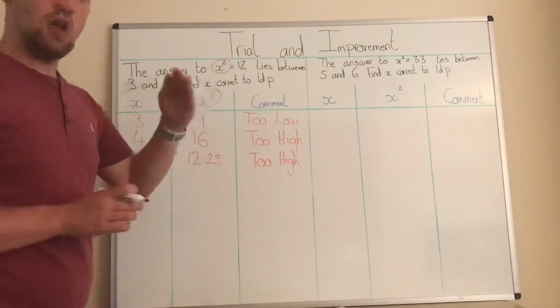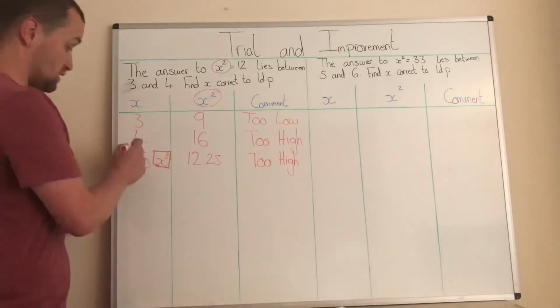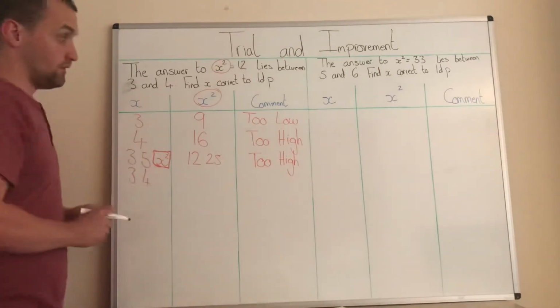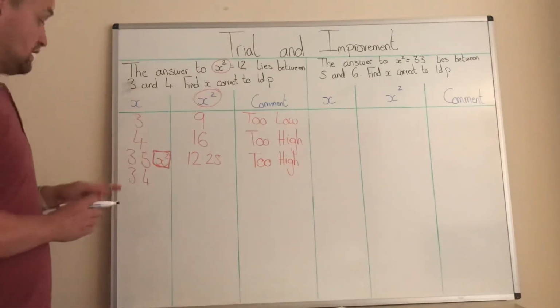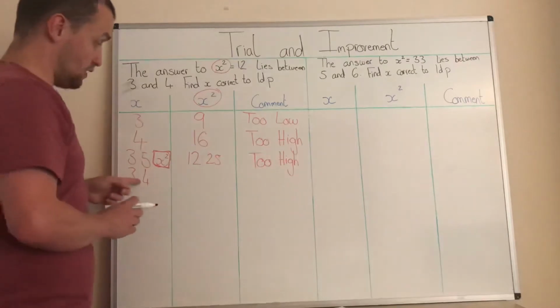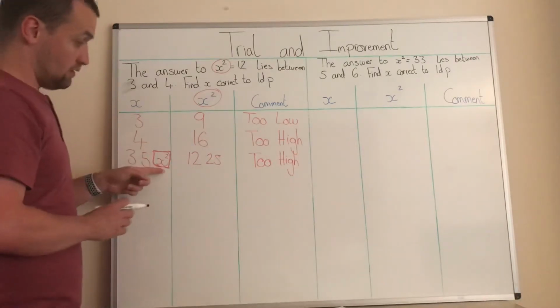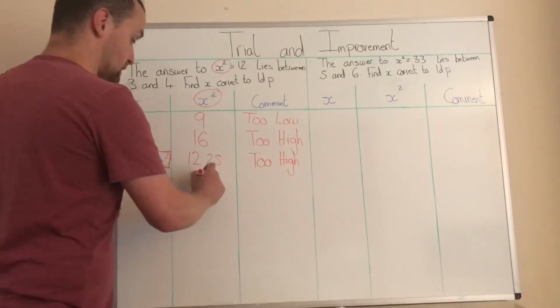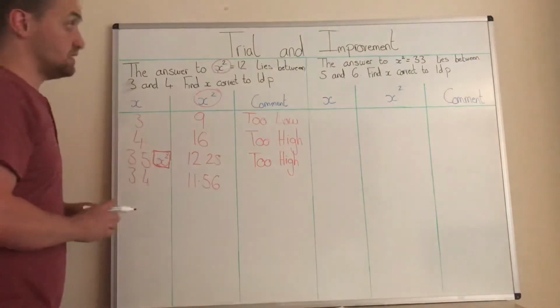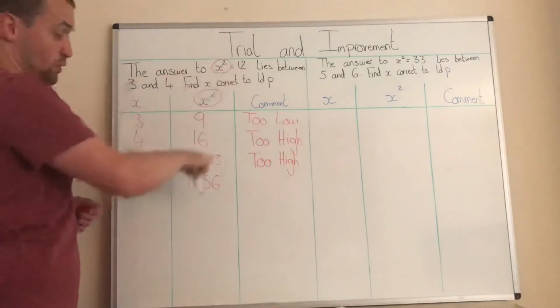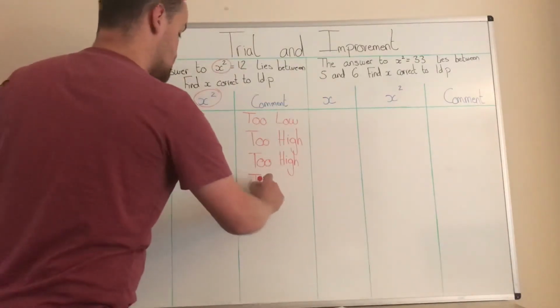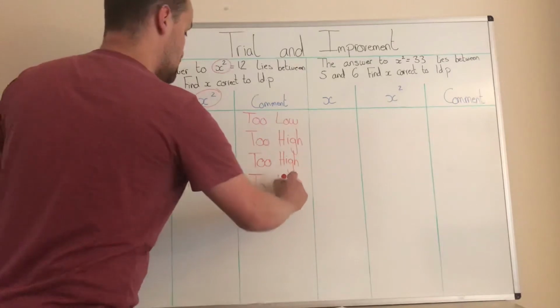If it's too high, we need to get lower. So we have 3.5, I think we should try 3.4 next. So on your calculator, you're going to type in 3.4 x squared, and you should get the answer of 11.56. We wanted 12, we've got 11.56. This answer is too low.